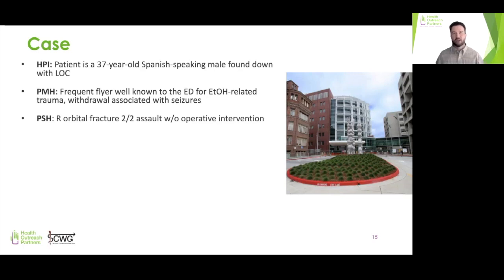So as I'm reading this, I want you to think about some of the language that is used and some of the ways that the person taking this medical note is referring to this patient. So what do we know? We know the patient is a 37-year-old Spanish-speaking male found with loss of consciousness. He's known to be a frequent flyer in the emergency department, well known for alcohol-related trauma. His past surgical history, well, he's known to have had an orbital fracture due to an assault, but there was no operative intervention taken place.